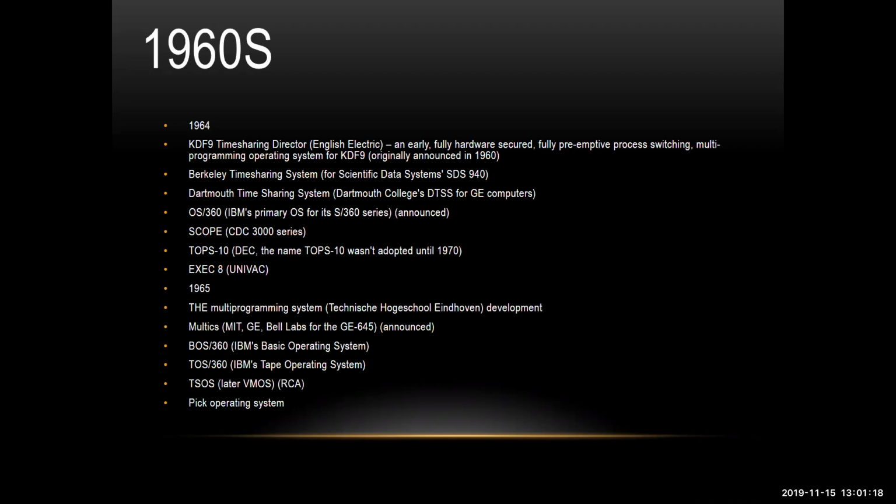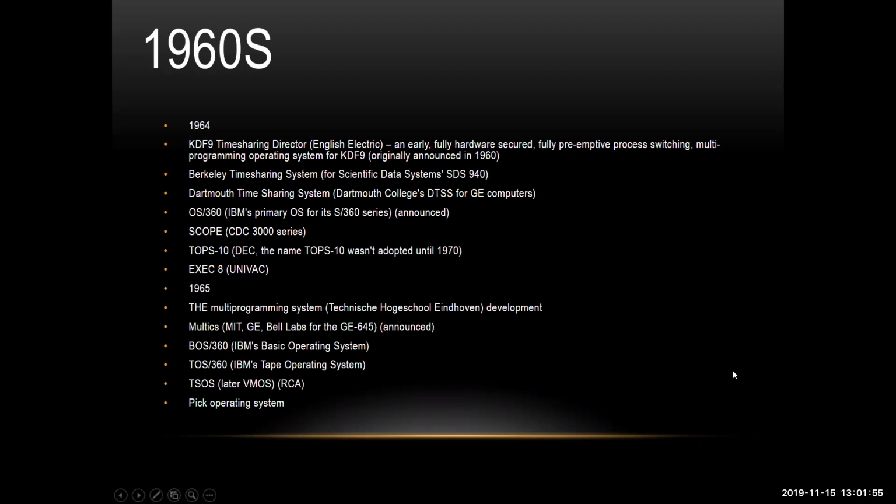And then we also had TSOS, later called VMOS, an acronym for Time Sharing Operating System. It is a discontinued operating system for RCA mainframe computers of the Spectrum 70 series. And then we had the PICK operating system. It is a demand-paged, multi-user virtual memory time-sharing computer operating system based around the unique multi-value database. It is used primarily for business data processing.